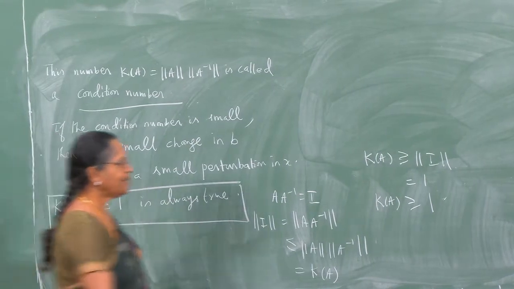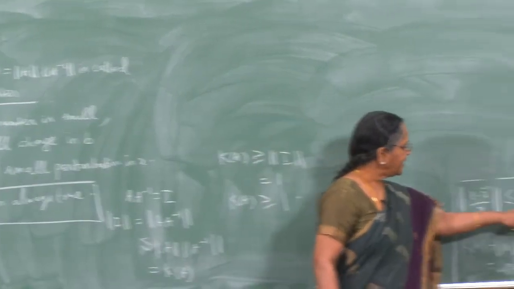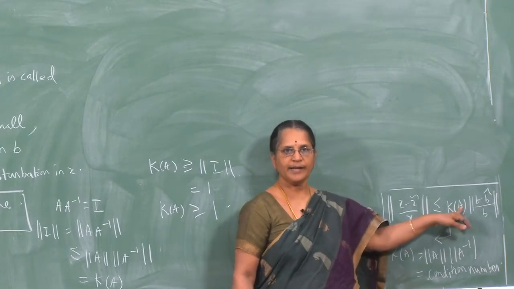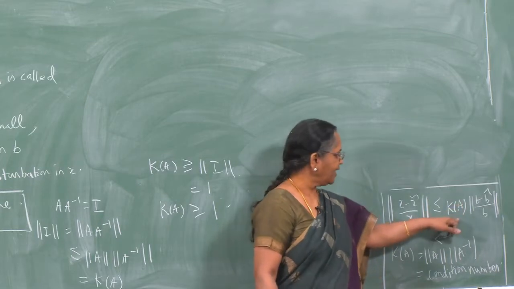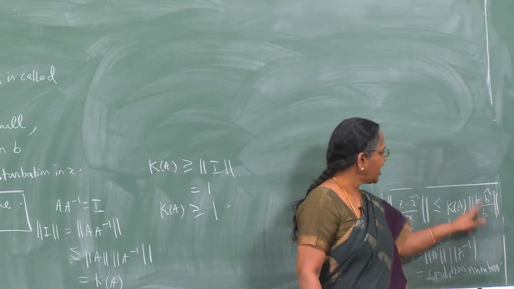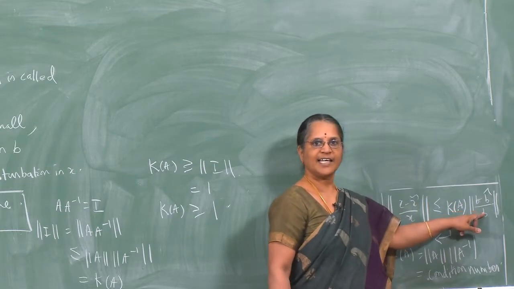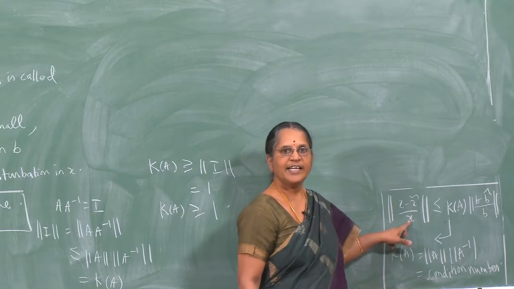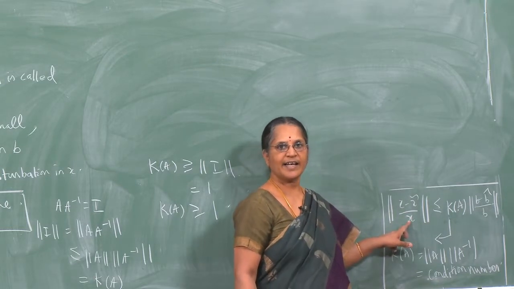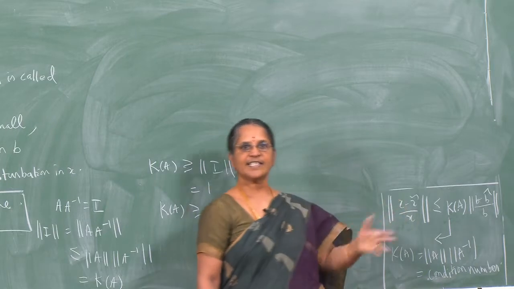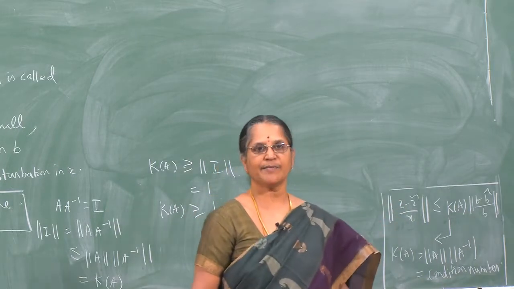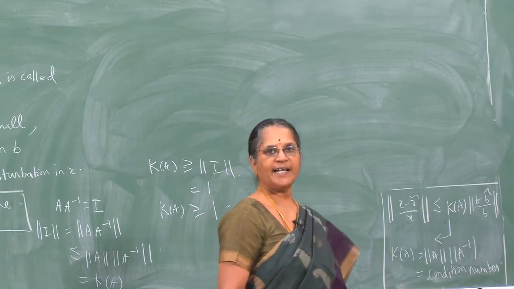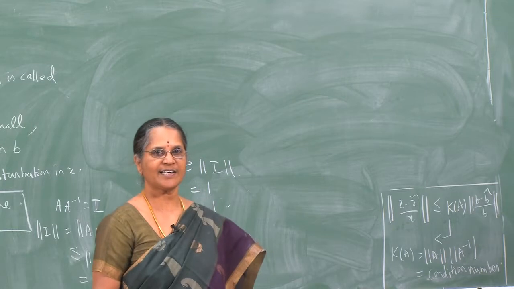So, if the condition number that you get for a matrix A is very close to 1, then a small change in the right hand side vector will result in a very small change in the solution vector, and so the system will be a well conditioned system, so that the solution that you obtain at the end will be a reliable result.